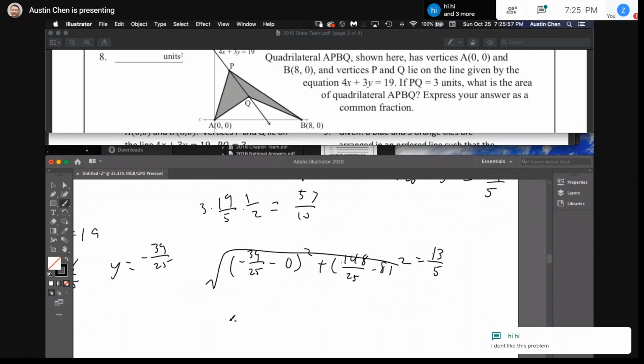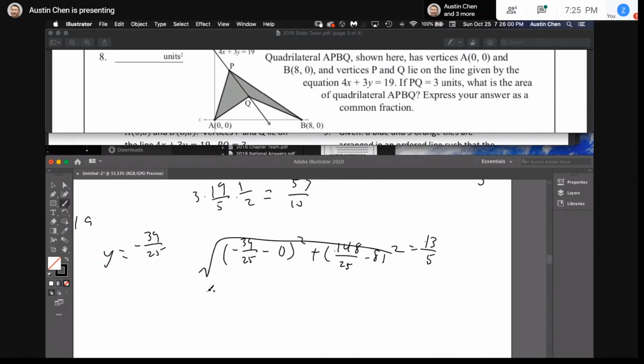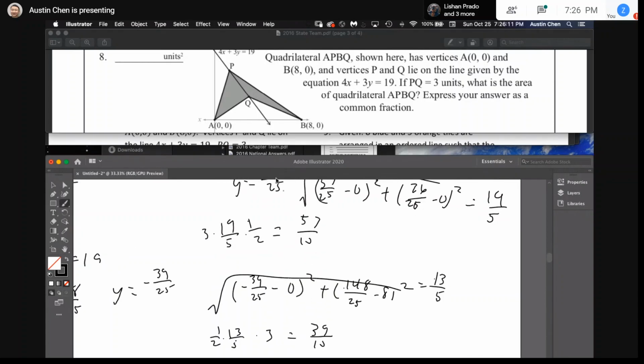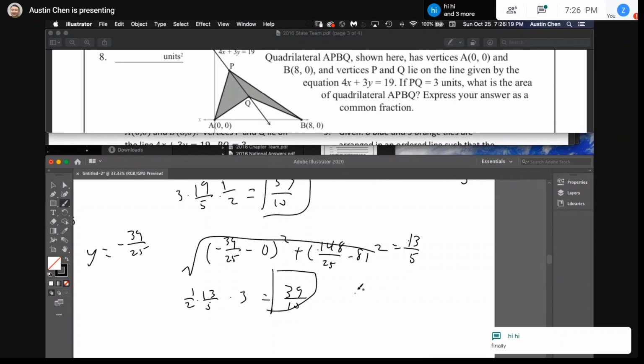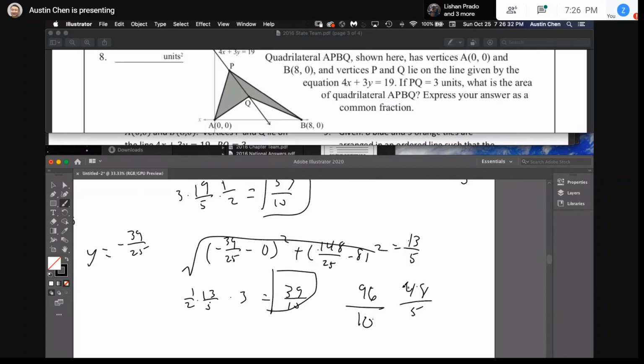So not bad. So then the area of that triangle is going to be 1/2 of 13/5 times 3, which is just 39/10. Okay, finally. Now we got that the area of the first triangle was 57/10 and our second triangle was 39/10, which means that our total area of the quadrilateral is 96/10. And we can simplify that to just 48/5. So that should be our answer.